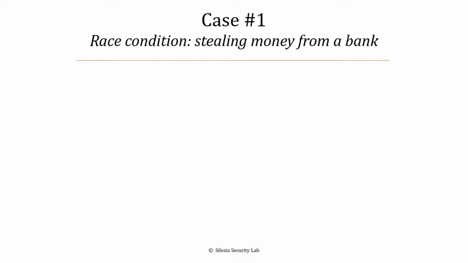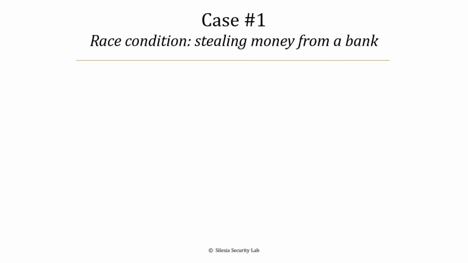And via race condition, we can launch some really powerful attacks. For example, stealing money from a bank. And this is exactly what I'm going to show you here in this case. Of course, I'm not going to hack a real bank. This is the training, and whatever I'm presenting here is for educational purposes only.